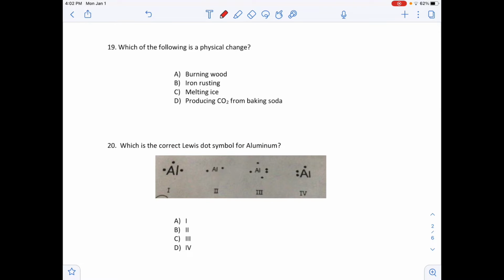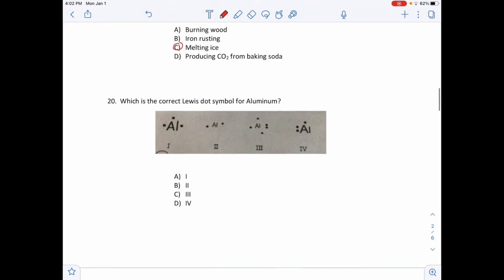So for question 19, it asks which of the following is a physical change. A physical change is something that can be easily reversed, and it's often just a state change. So when we look at these options, melting ice is a state change because you're going from a solid to a liquid. And so option C would be the correct answer, melting ice.